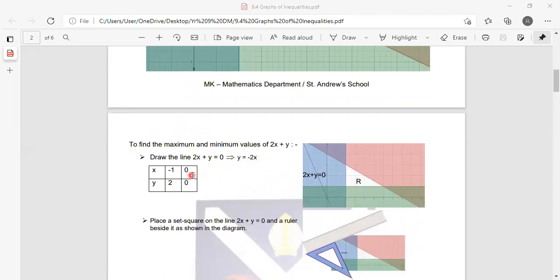So for the chosen random values of x, find the corresponding y. When x is negative 1, y is 2. When x is 0, y is 0. So I've drawn the line 2x plus y equal to 0. I need to find the maximum and minimum values using this line. Now I need you to place your set square on the line. So you place your set square on the line. Okay. Just hold on for a minute. I'll show you something.